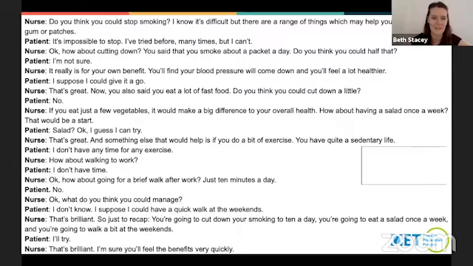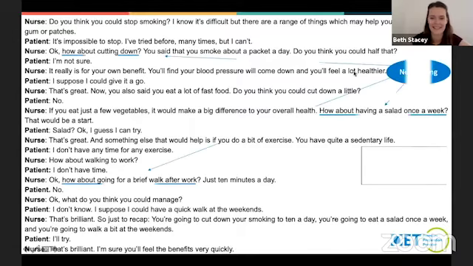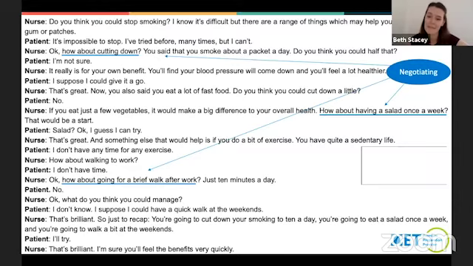So this patient really is a challenge. We can see the patient saying, I'm not sure, no. I don't have time. And the nurse is being very encouraging with a difficult patient. So we've got some more negotiating here, like how about cutting down? Or how about having a salad? How about going for a brief walk? Now, using that structure of how about is really good for your negotiating and being patient-centered.